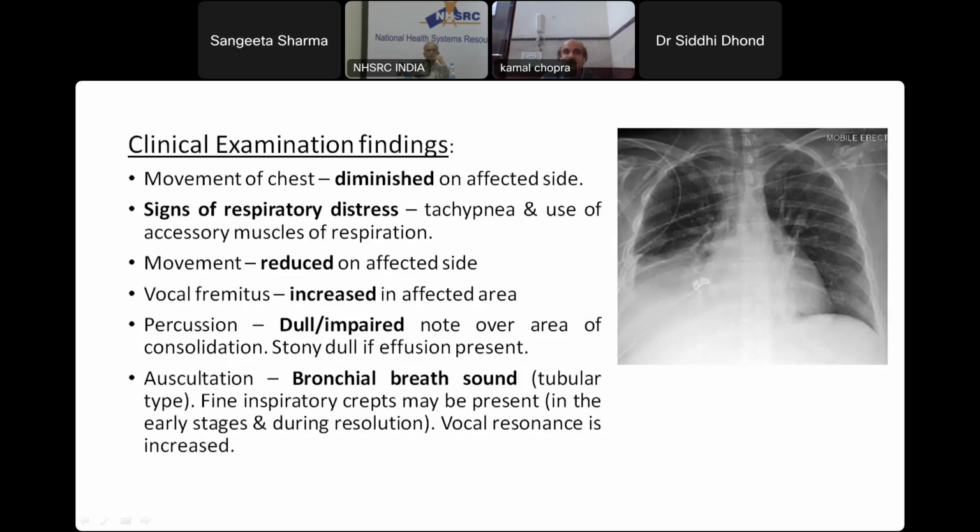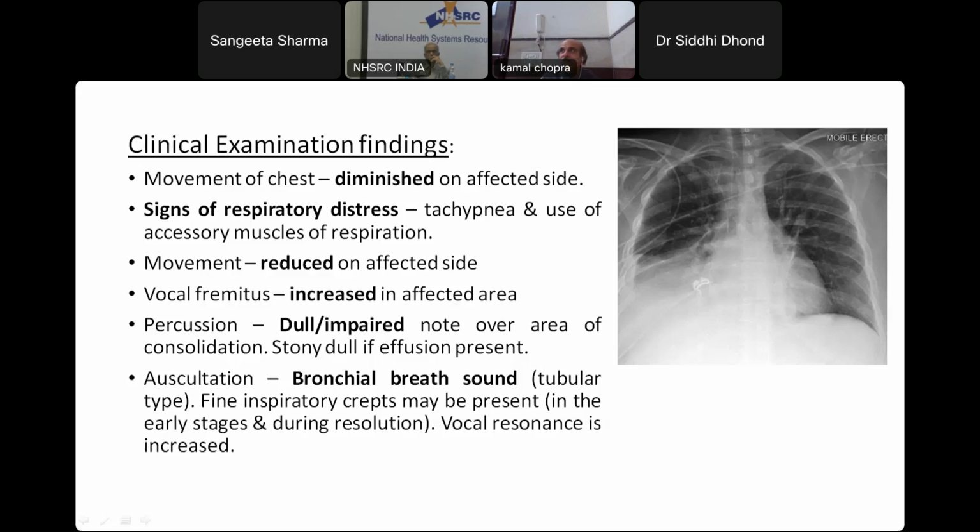Examination of the chest is the first investigation to be done. Movement is diminished on the affected side on examination. There are signs of respiratory distress because one portion of lung is involved which is not allowing gas exchange to occur, that leads to tachypnea and use of accessory muscles. Movements are reduced on the affected side and vocal fremitus is increased because sounds can be transmitted directly from the bronchi on palpation. On percussion, there is a dull or impaired note.